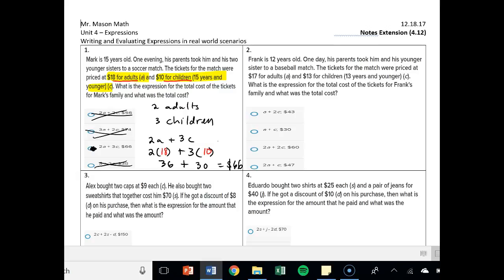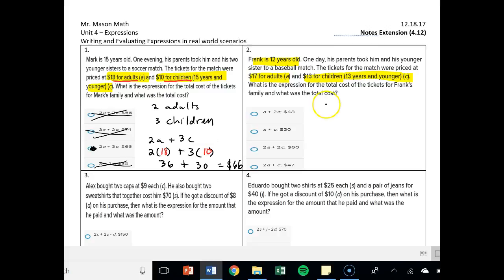Okay. Take a look at number 2. It says, Frank is 12 years old. One day his parents took him and his younger sister to a baseball match. The tickets for the match were priced at $17 for adults, $13 for children, 13 and younger. So Frank, being 12, counts as a child, right? What is the expression for the total cost of the tickets for Frank's family, and what's the total cost? We'll be doing this in Edpuzzle.